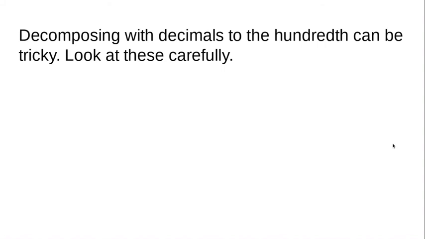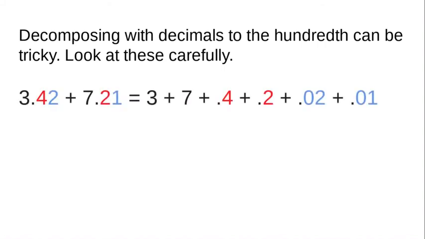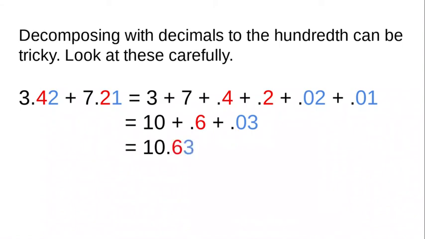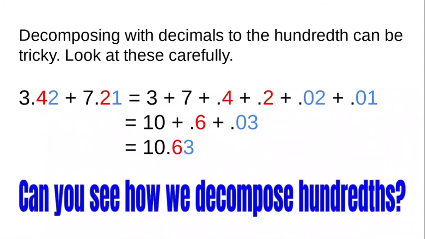Okay, decomposing with decimals to the 100th can be tricky. So I'm going to let you look at these carefully. So here I've color-coded it. So our whole numbers are in black, our tenths are in red, and our hundredths are in blue. And you can see how I've decomposed. We get the 3 and 7, the 4/10 and 2/10, and the 2/100ths and the 1/100ths, which becomes 10, 0.6, 0.03, and when combined, we get the answer of 10.63. So can you see now how we can decompose hundredths?